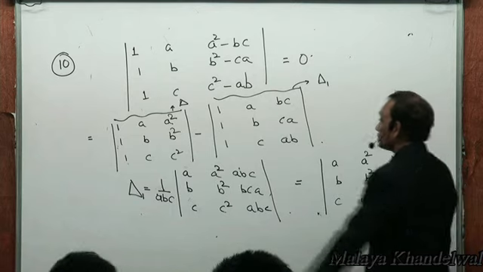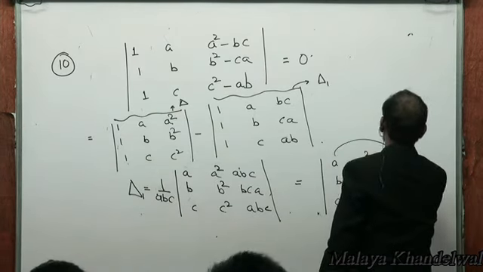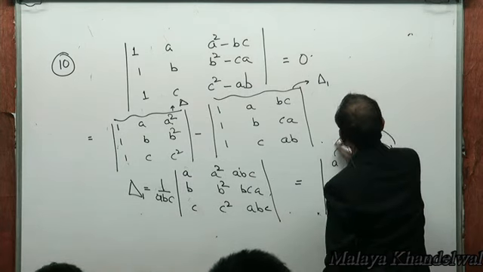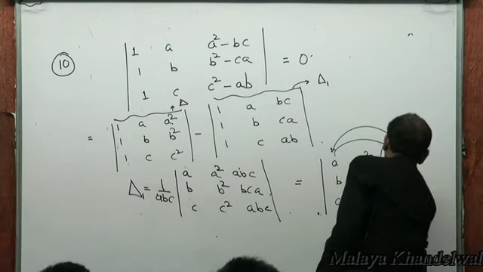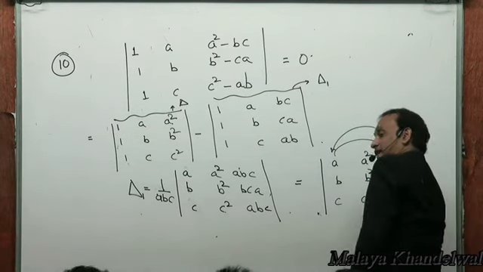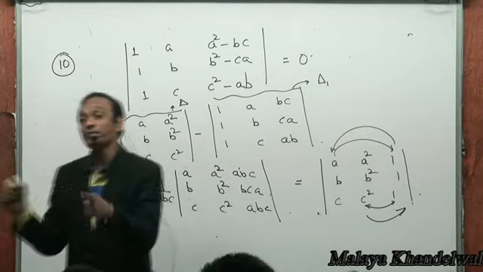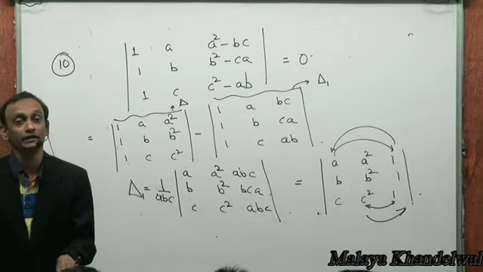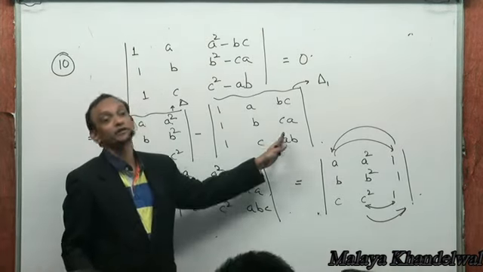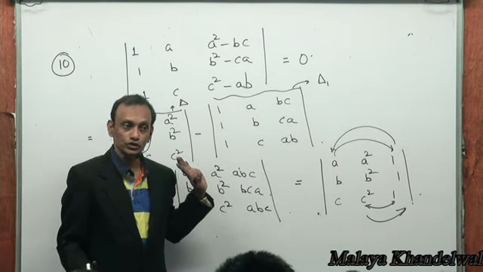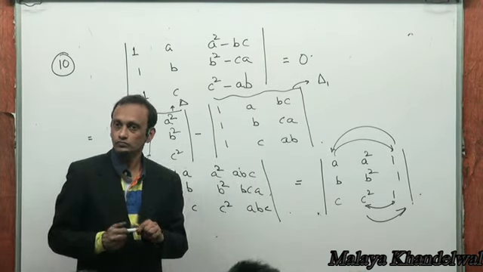Now, to reduce this to this, what are the two operations? I'll interchange the first and the third columns, and then after having done that, I interchange these two. Then I will get that, yes or no? So first time I interchange, it becomes minus. Second time I interchange, it will become plus. So then this will be equal to this, and the determinant will be equal to 0, yes or no?